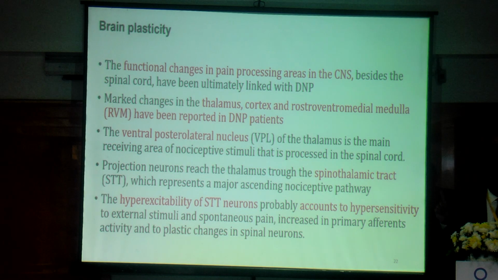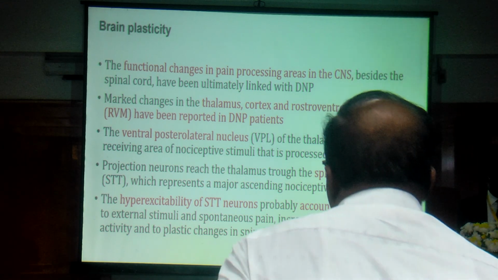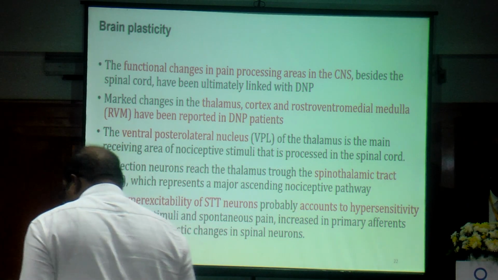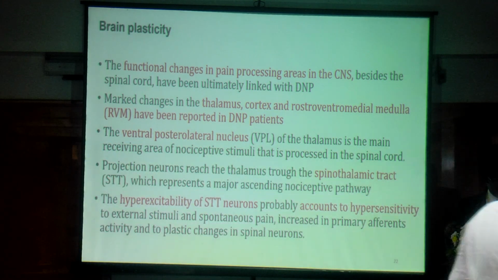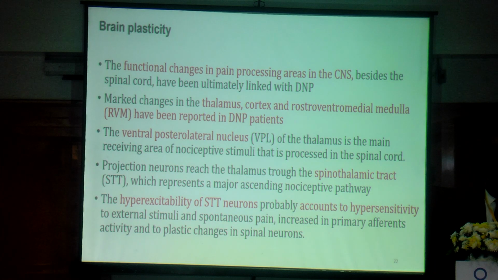And finally, you come to brain plasticity, which is important. The functional changes in the pain processing areas in the CNS, besides the spinal cord, have ultimately been linked with diabetic neuropathy. Marked changes in the thalamus, cortex, and the rostroventromedial medulla have been reported in diabetic neuropathy patients. The ventral posterolateral nucleus of the thalamus is the main receiving area of nociceptive stimulation, and the projection neurons reach the thalamus through the spinothalamic tract, which represents a major ascending nociceptive pathway.